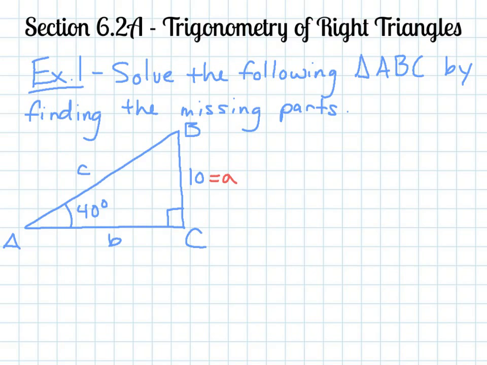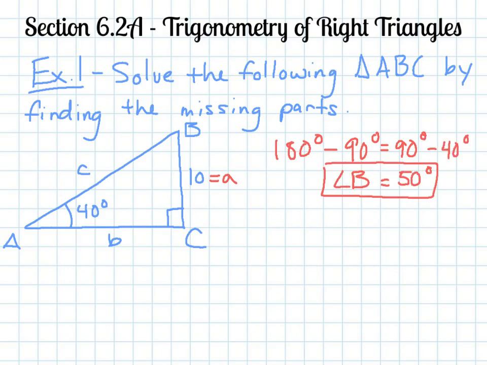Now, angle B will be easy because if you know that the triangle is 180 degrees, then you just need to subtract the two other angles that you know. So 90 degrees, and then subtract 40 degrees from that, which gives you 50. So angle B is 50 degrees. That's kind of a gimme one, as they say.